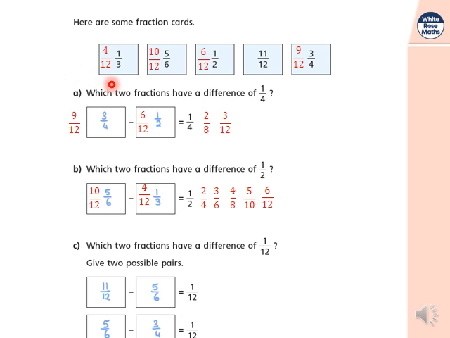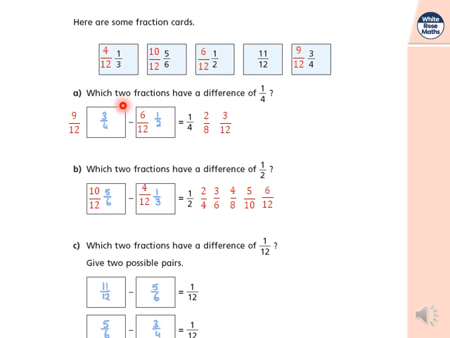So to begin with, we could have written down and changed our fraction cards all to twelfths. So we can see in red, 1/3 is 4/12, 5/6 is the same as 10/12, a half is the same as 6/12, we have 11/12, and 3/4 is the same as 9/12.